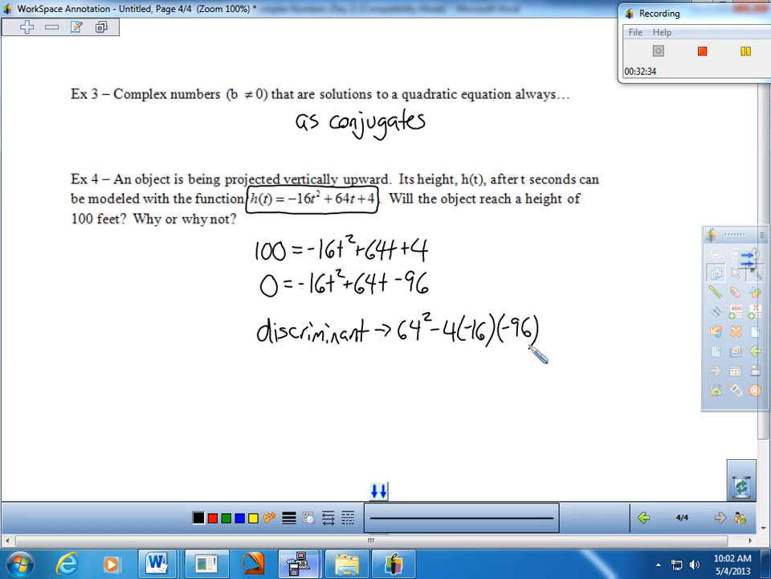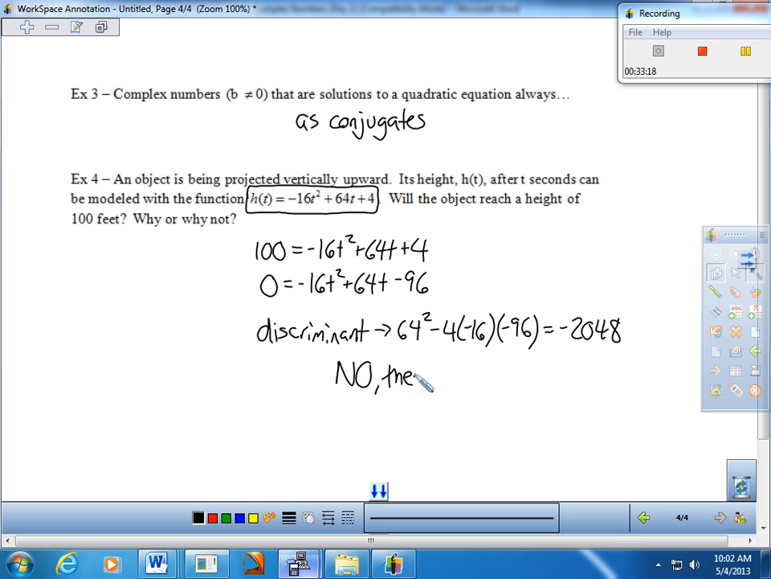I'm going to ask you to do the calculation and make your own conclusion for a moment. So there, everybody, is the discriminant. And if you calculate the discriminant, and please do at this point, what do you end up getting? And so as a result, when I calculated the discriminant, I ended up getting negative 2048. So now you tell me, will the object reach a height of 100 feet? No. Because if the discriminant is negative, there are no real numbers for the variable that satisfy this equation.